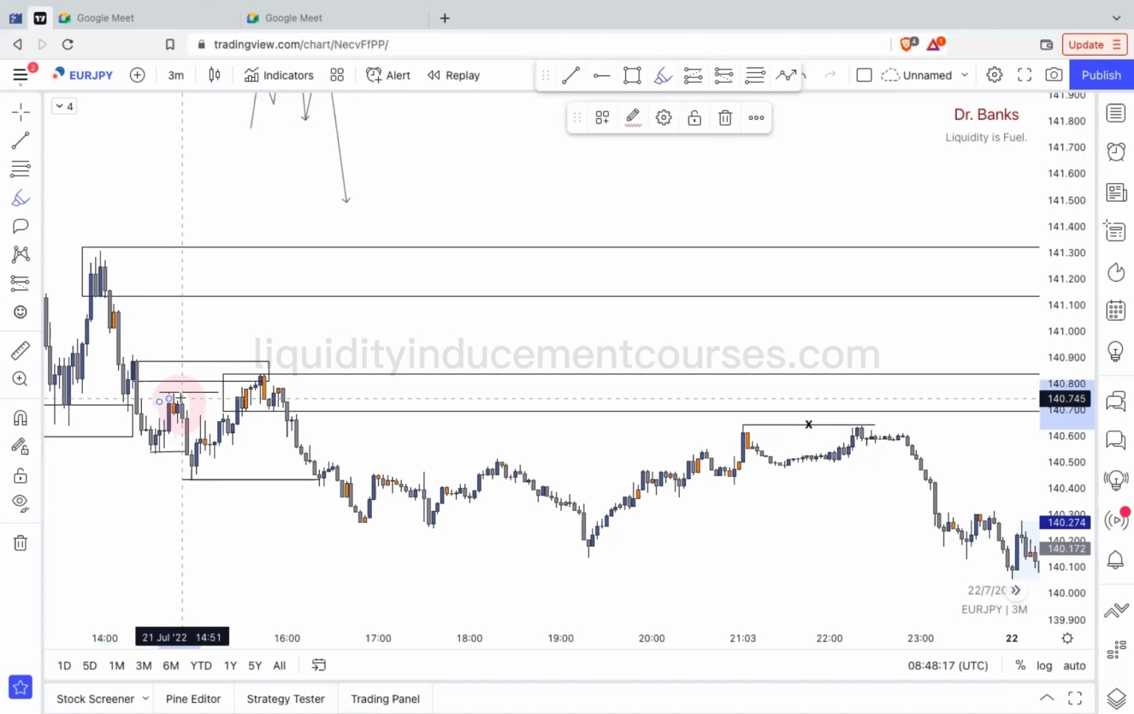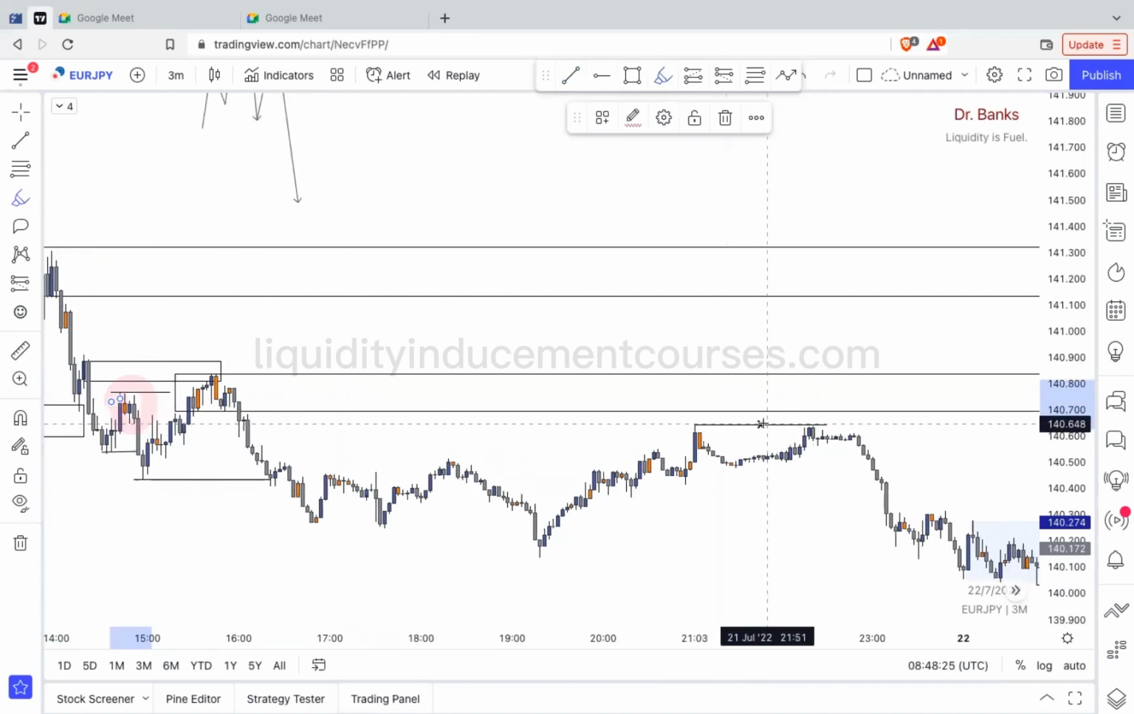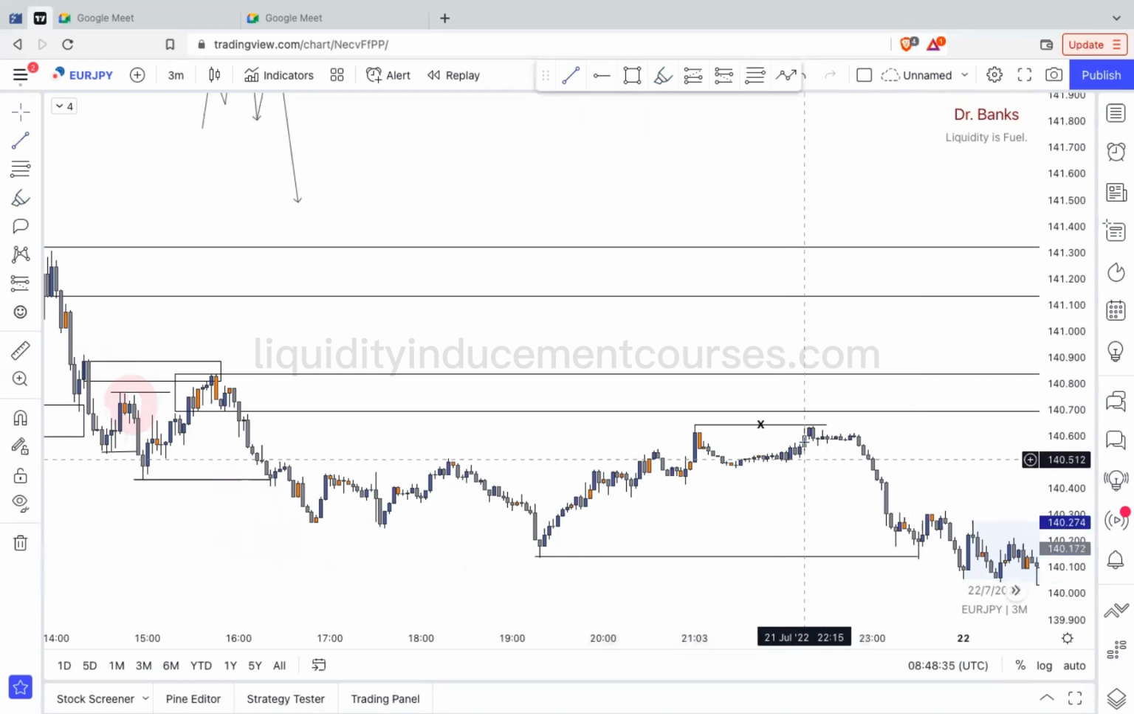So this was just an engineered liquidity. Price tapped in and then it dropped. The same thing happened here. Price engineered liquidity before our zone and then continued again to break this structural low, a minor structure, to make people feel like this one here is the new structural high.